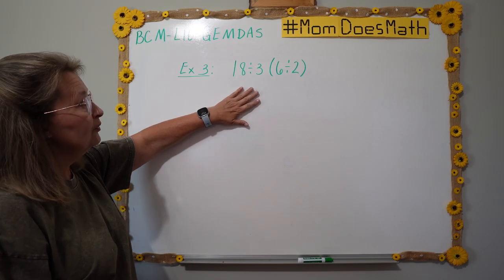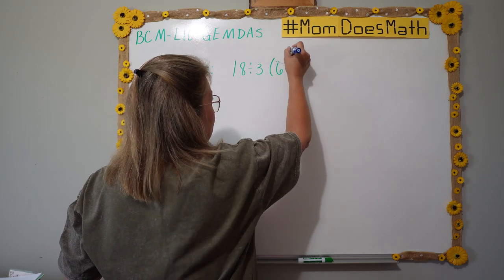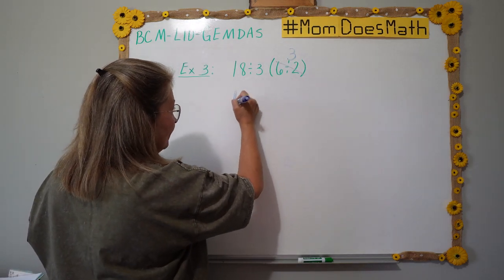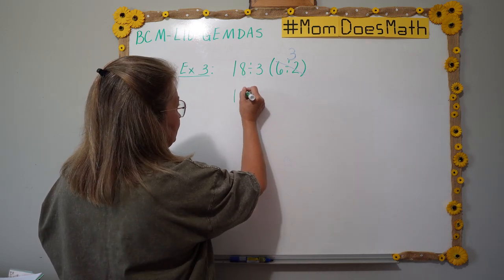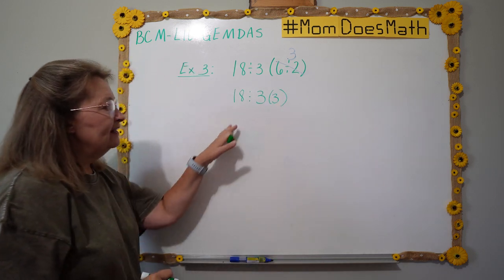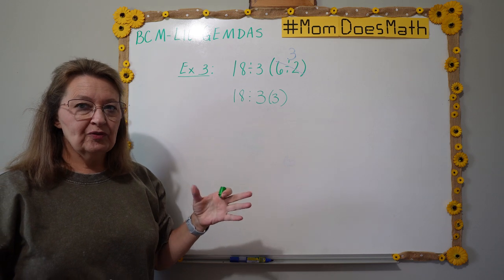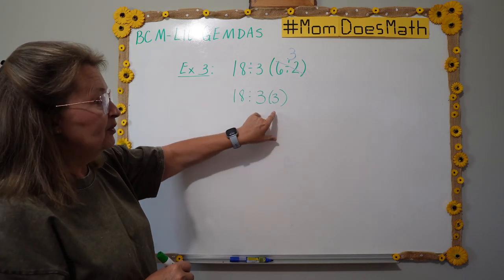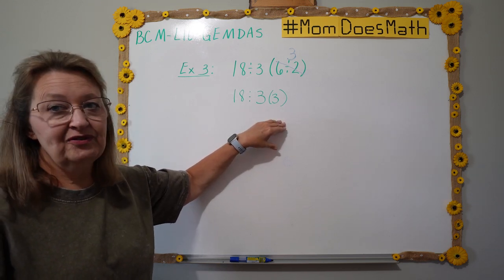Okay, so example 3, we're going to go to the grouping symbol first. And 6 divided by 2 will give us 3. Now, what you actually have is 18 divided by 3 times 3. In this circumstance, remember, multiplication and division, you do them as you come to them from left to right. What I always see people do when I put this problem on a quiz or whatever, because these 2 are closer together, they want to jump over here and multiply these, and that's not what you do.